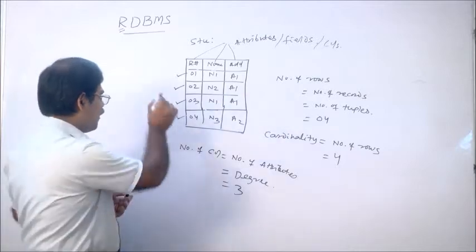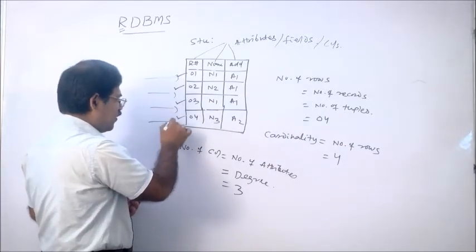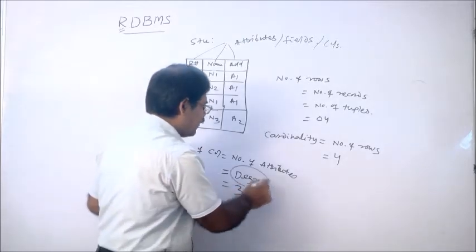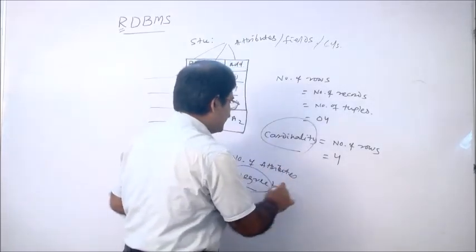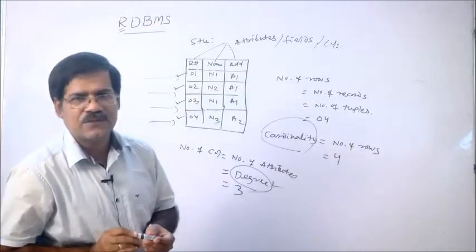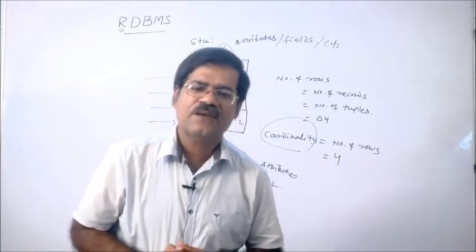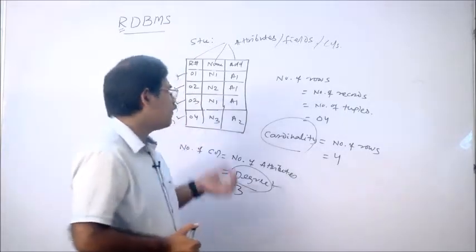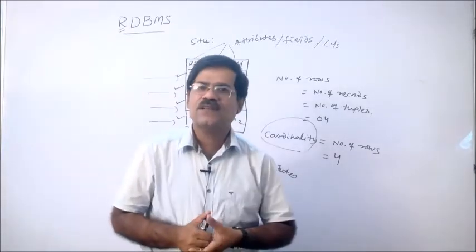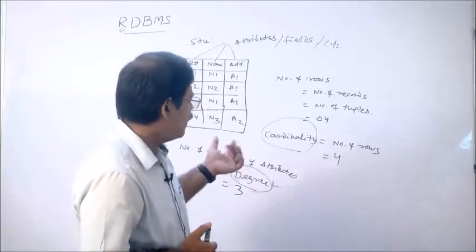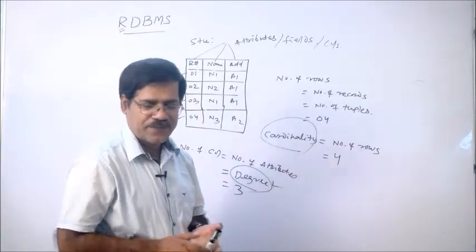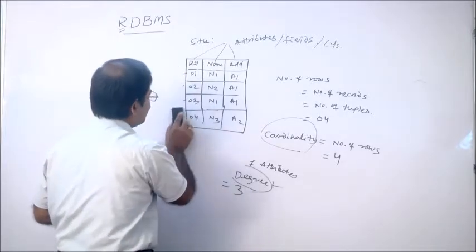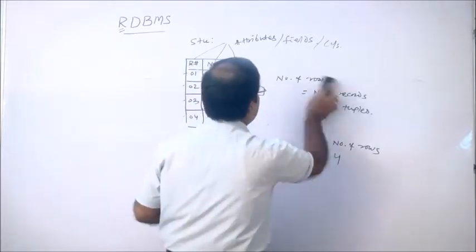Okay. So, the number of rows is called cardinality and the number of columns is called degree. What is degree? The number of attributes, or number of columns, or number of fields, the same meaning. And the number of tuples, number of rows, number of records is called the cardinality of the table. Then we go for the different keys.